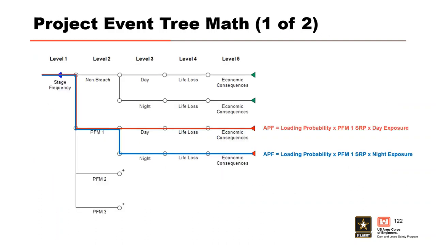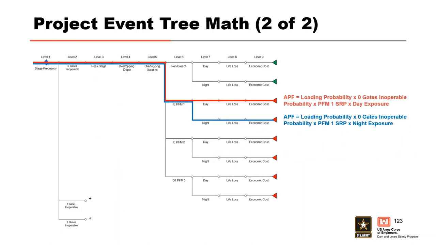In the example we just did, after the adjustment, the total project APF will be a simple sum of the APF calculated for each failure mode, which then gets split and weighted by exposure for consequence estimation purposes. But it will not always be this simple. If you have a preceding node like gate inoperability or debris blockage, that will need to be handled in the project event tree calculations. Here, for this example, the contribution to the total from PFM1 during the day will be equal to the loading probability times the probability of gate inoperability times the system response for PFM1 times the exposure.